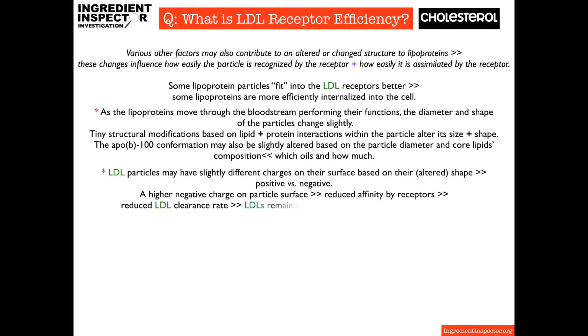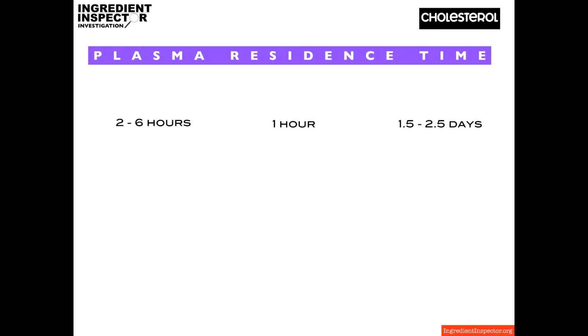So then there's a reduced LDL clearance rate, which leads to the LDLs remaining in the bloodstream longer, which leads to enhanced risks. So this is plasma residence time. How long do these low-density lipoproteins stay in the plasma? And as you can see, there are differing times here. The LDL has the highest amount of time, with 1.5 to 2.5 days in the plasma. So we're going to focus on that.